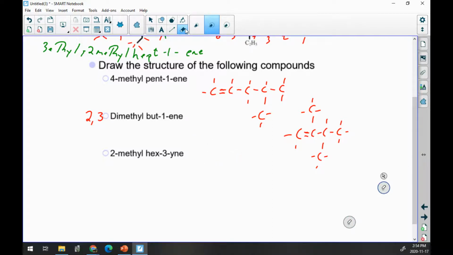Please draw 2-methyl hex-3-yne. And then tell me what's wrong with the name. Or no, it's hex, never mind. There's 5.